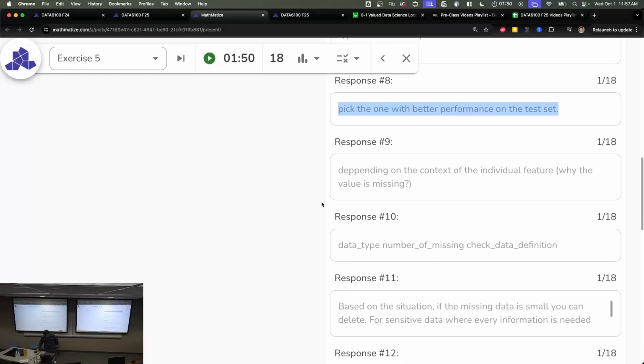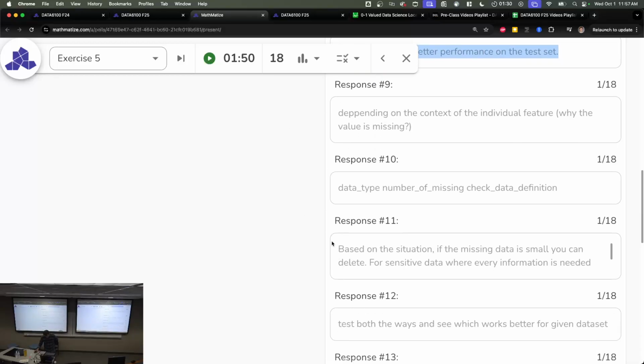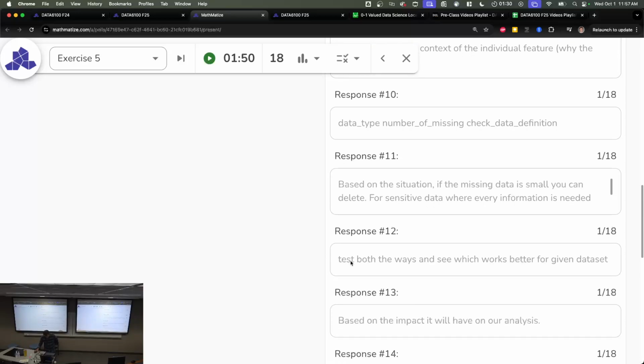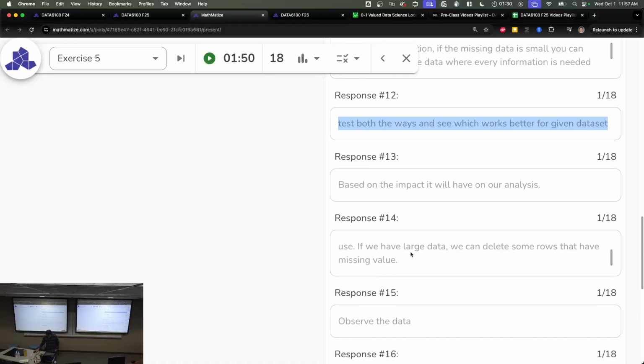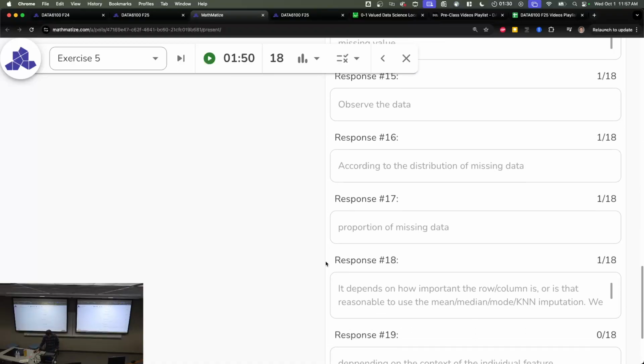Let's see what else people said. Based on the situation, test both ways and see which works. So this is a nice way to do it. And test really does mean use it on the test set, right? So try it both ways and then do some kind of experiment where ultimately you measure some test error and see which one is higher. Okay, so I like the test error to see.